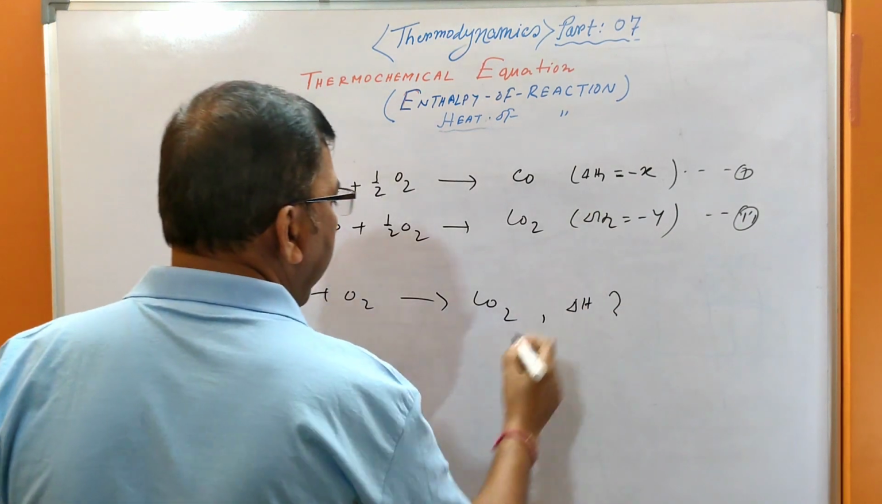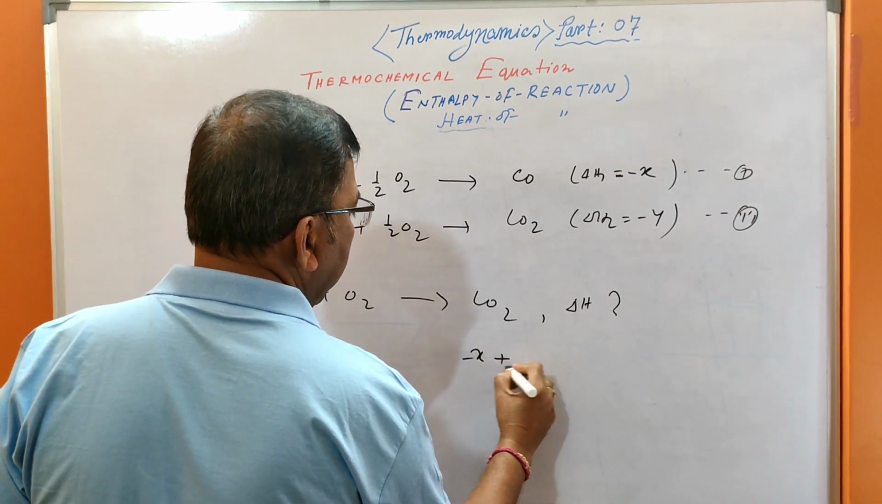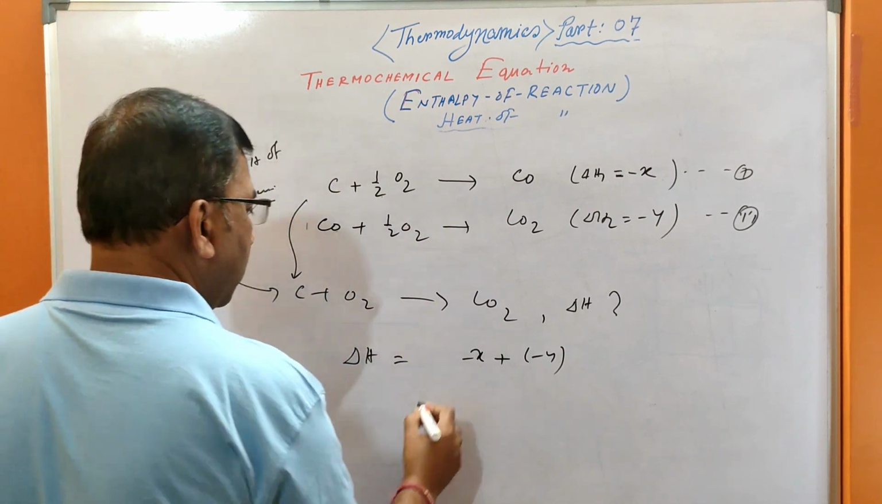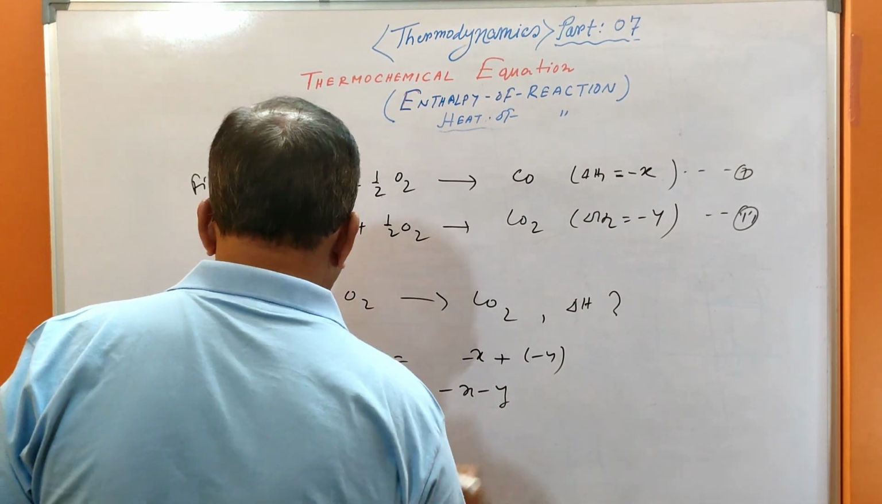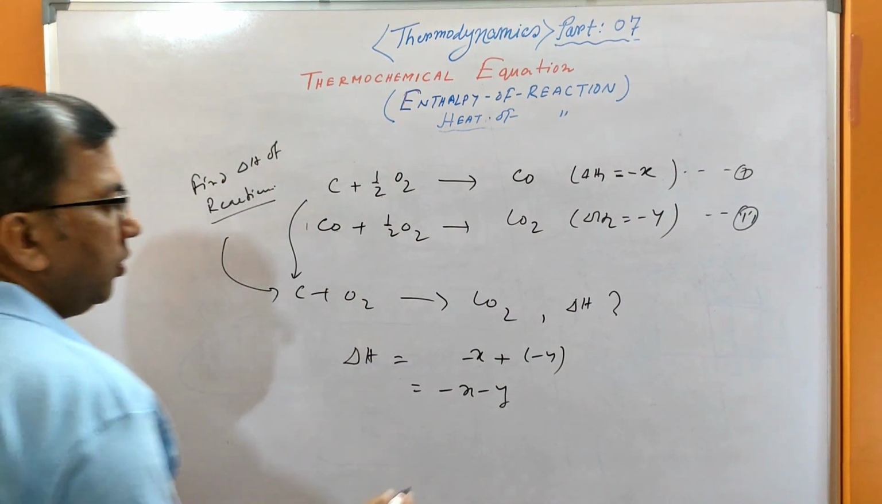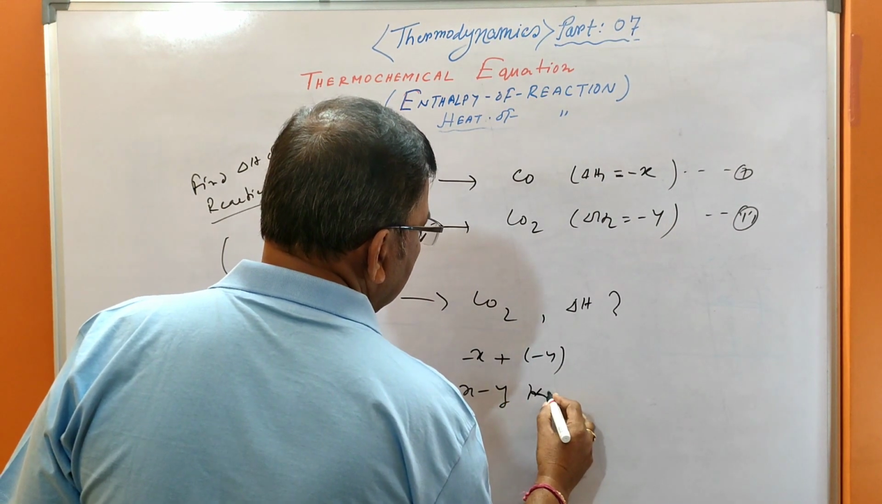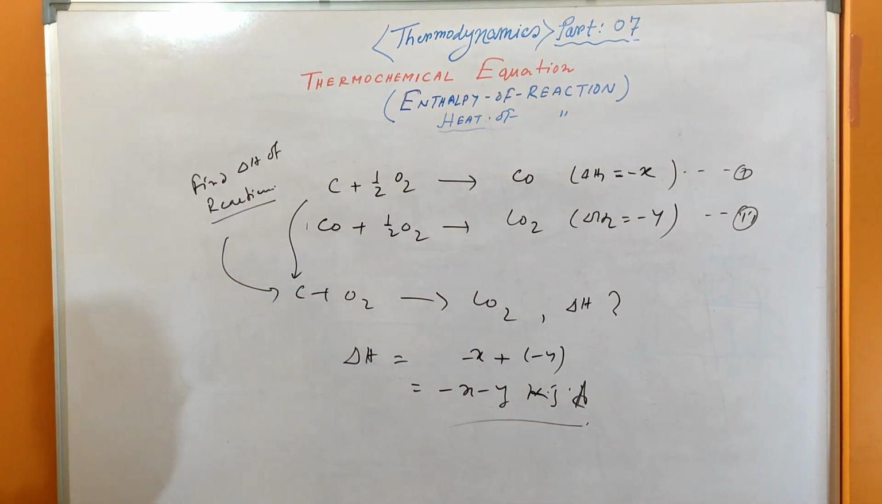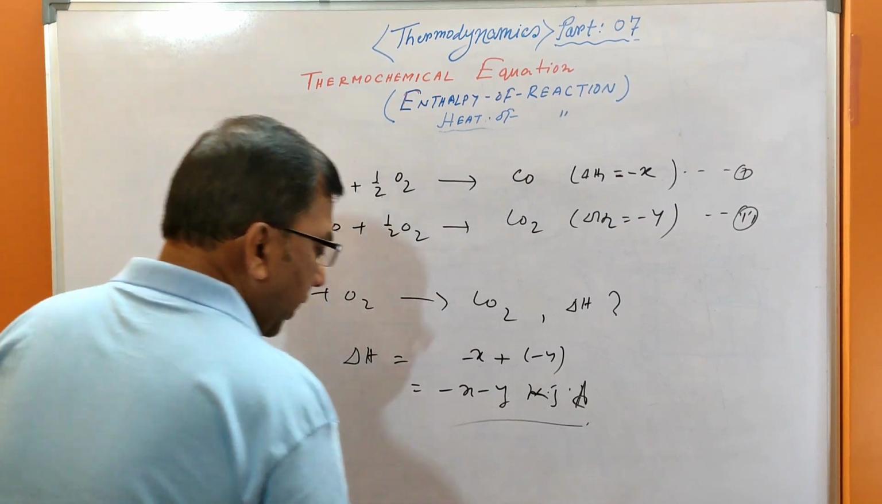And in this case, we have to add minus X plus minus Y. The total H required, H equals minus X minus Y. So, this is the answer. Clear? Okay? And this will be in kilojoule. Answer. Clear? Now, example 2. Now I am coming to example 2.